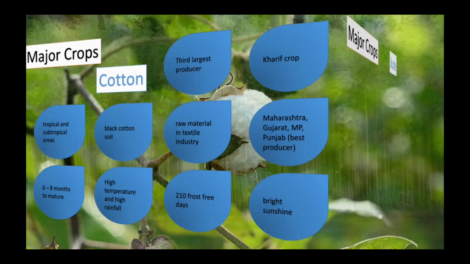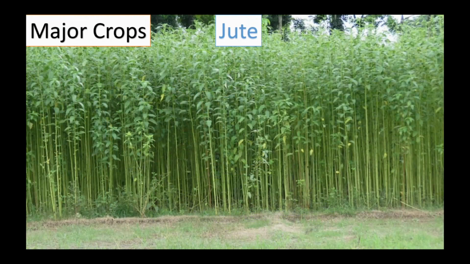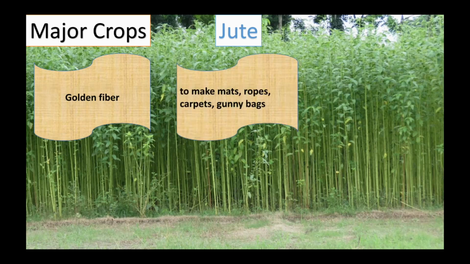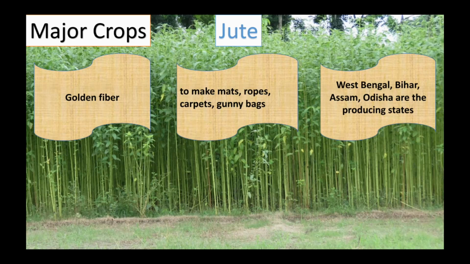Now let's go to the major crop jute as a non-food crop. It is also called golden fiber. It is used to make mats, ropes, carpets, gunny bags and many more, like you know better than me. Now, due to its high cost, people prefer synthetic fibers like nylon, which was derived from New York and London. You read in science, this fiber is obtained from retting of the jute plant.